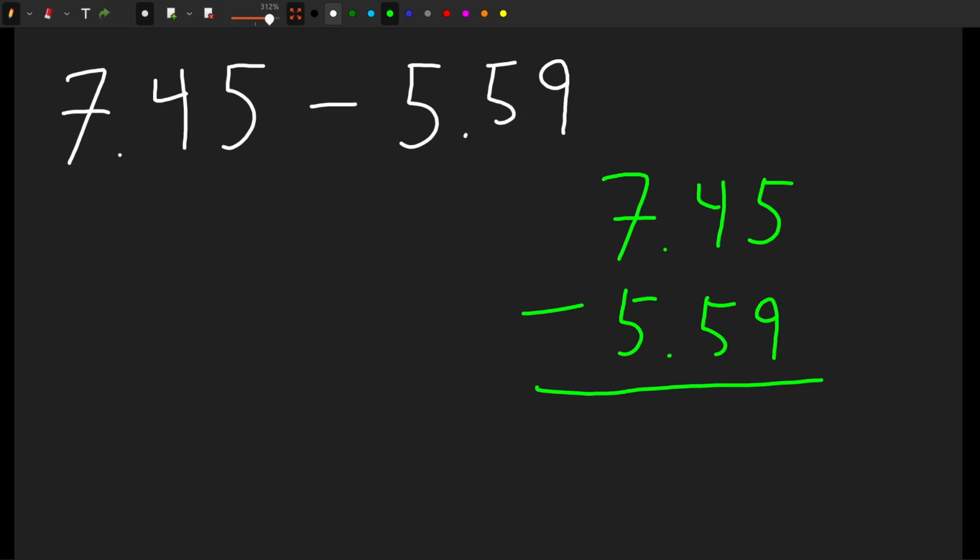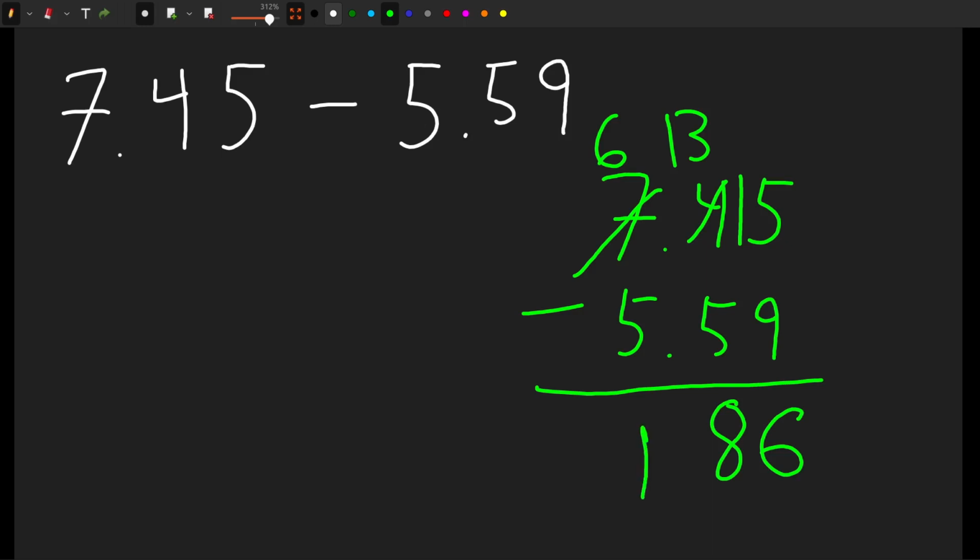But for right now, since we're subtracting, we see that 5 minus 9, we can't do that, so we have to borrow from the 4, make that a 3. This 5 becomes 15. 15 minus 9 is 6. 3 minus 5, we can't do that, so we borrow from the 7, make that a 6. We now have 13. 13 minus 5 is 8. 6 minus 5 is 1. And our answer is 1.86.